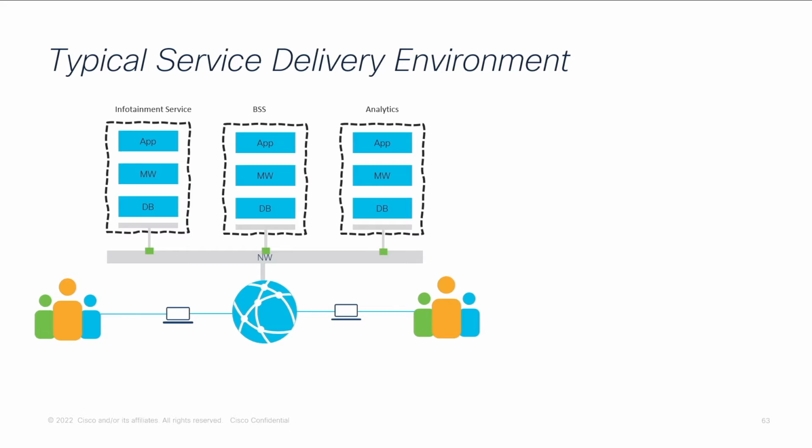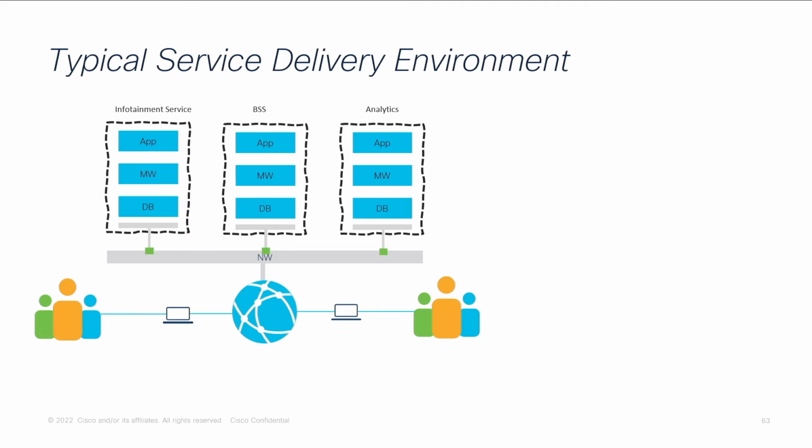Taking a typical service delivery environment, maybe you can take an example of an infotainment service. The infotainment service in turn will have a lot of hardware-related layers like servers and networking, and also software-related layers like middleware, app layer, and database layer. To support that, we also have other layers such as the BSS tool stack and the analytics tool stack. All of them work together to provide a service to the end customers, and all of these are stitched together by the network so that the customers can consume the service. It could be any kind of infotainment service that you are using today.